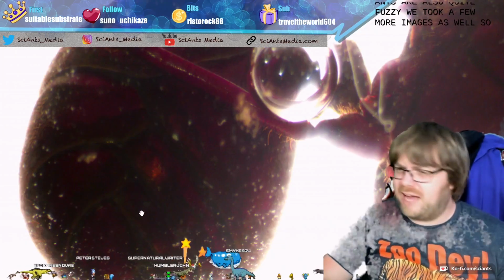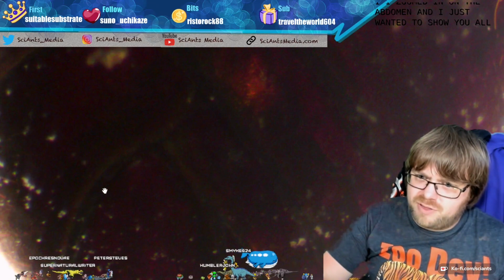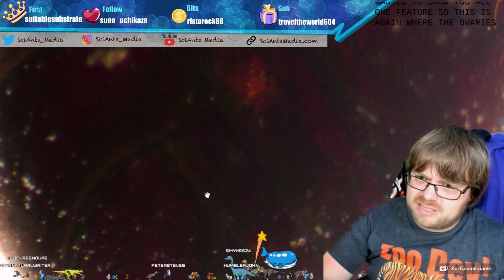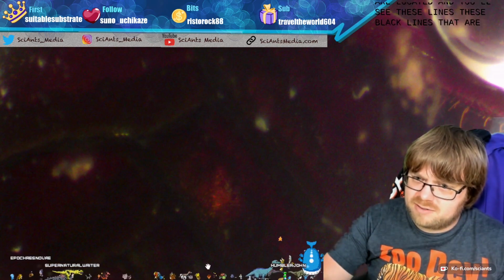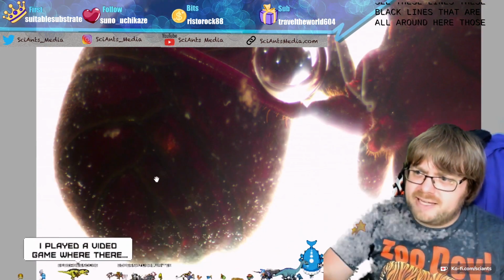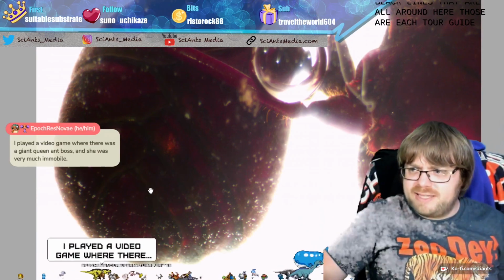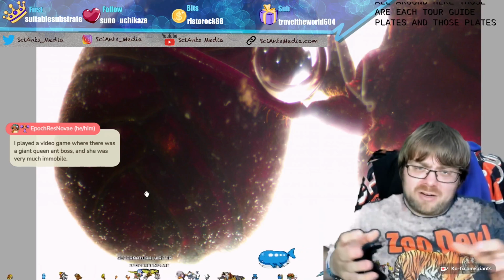I zoomed in on the abdomen and I just wanted to show y'all one feature. So this is again where the ovaries are located, and y'all see these black lines that are all around here. Those are each tergite plates, and those plates allow the abdomen to expand or contract.